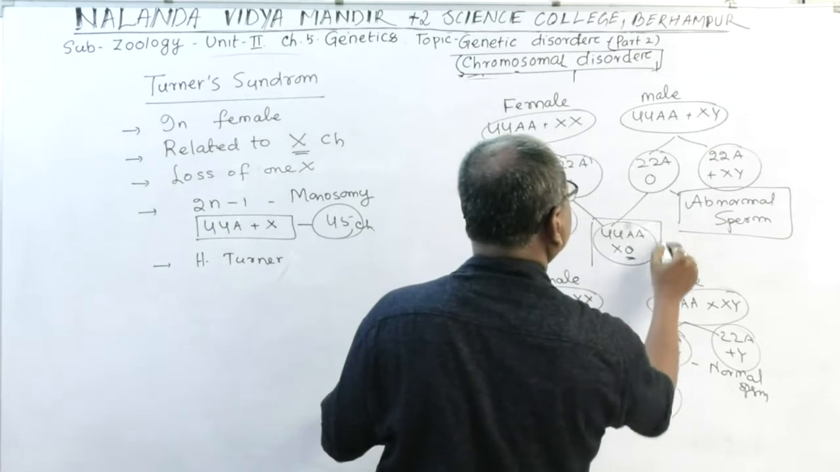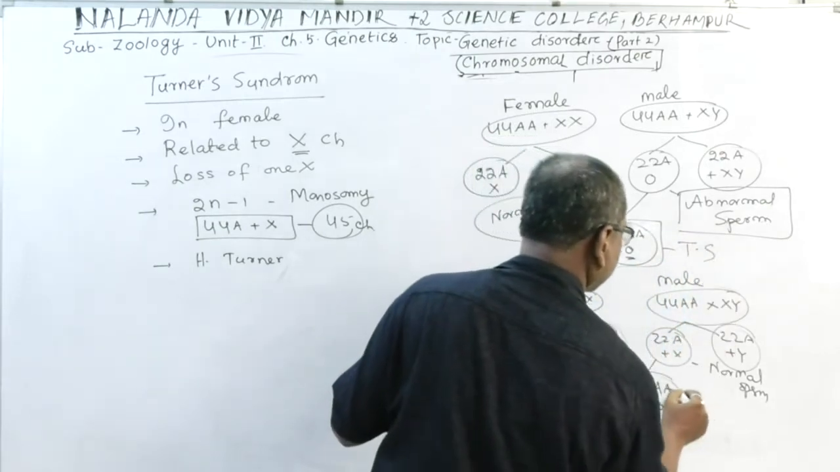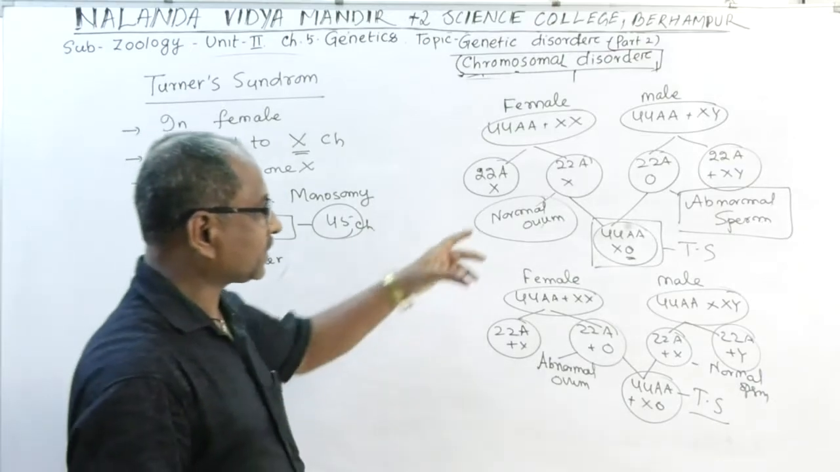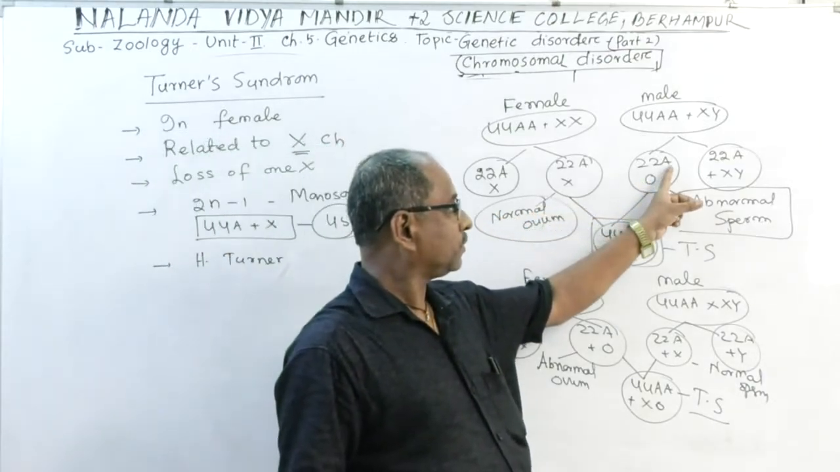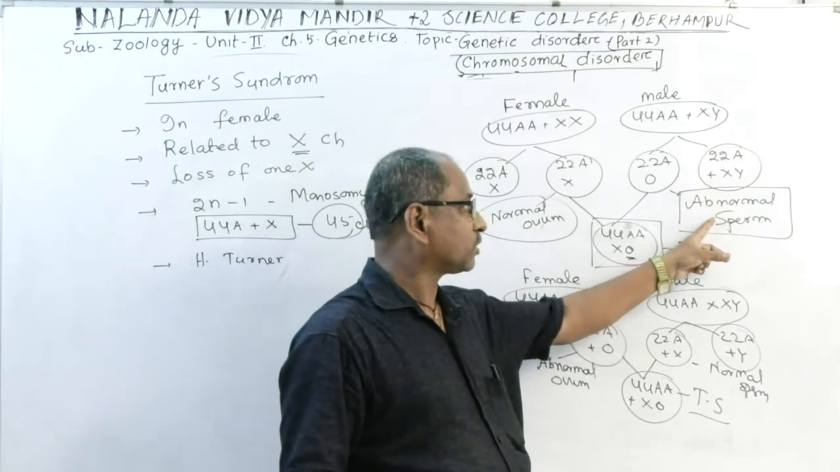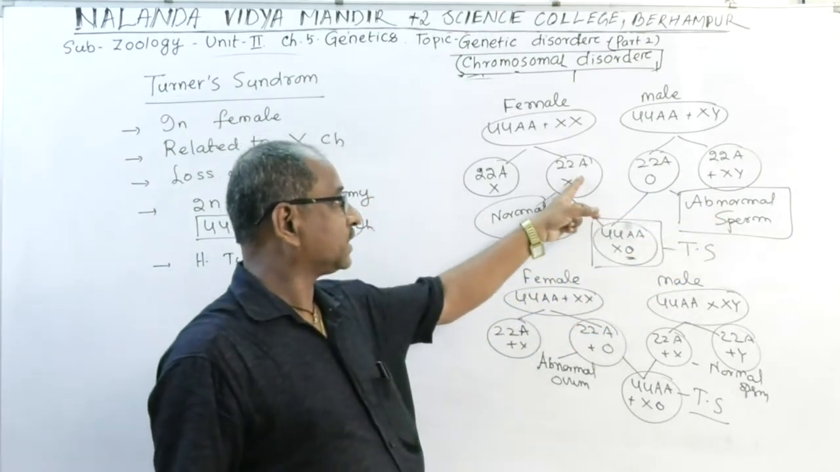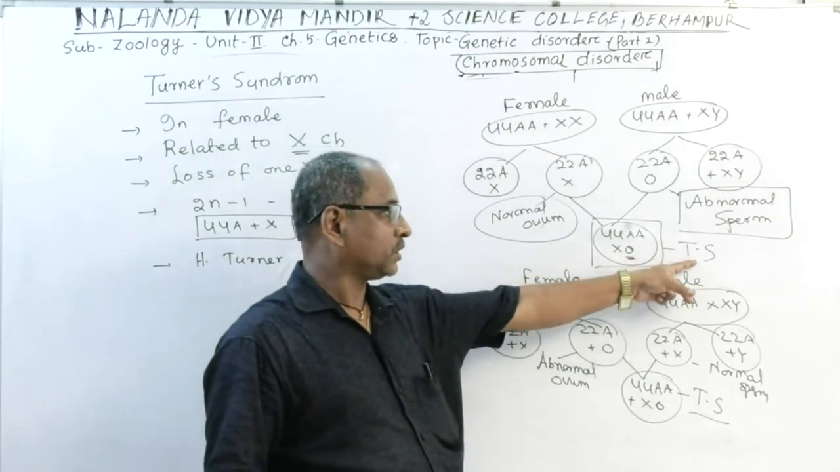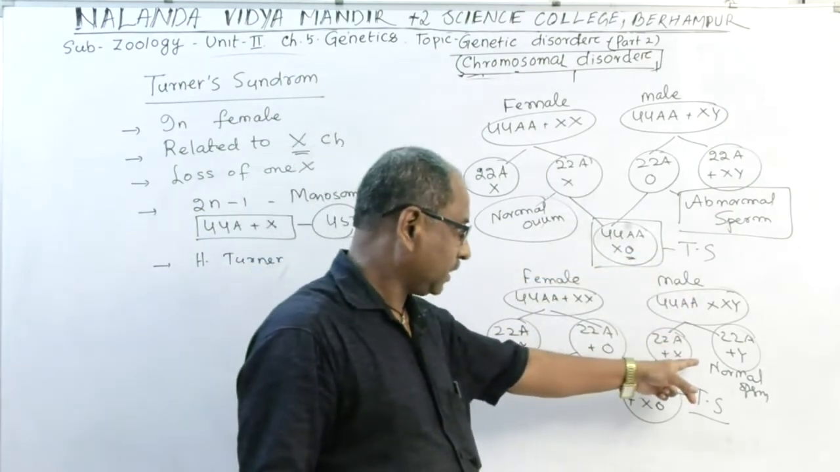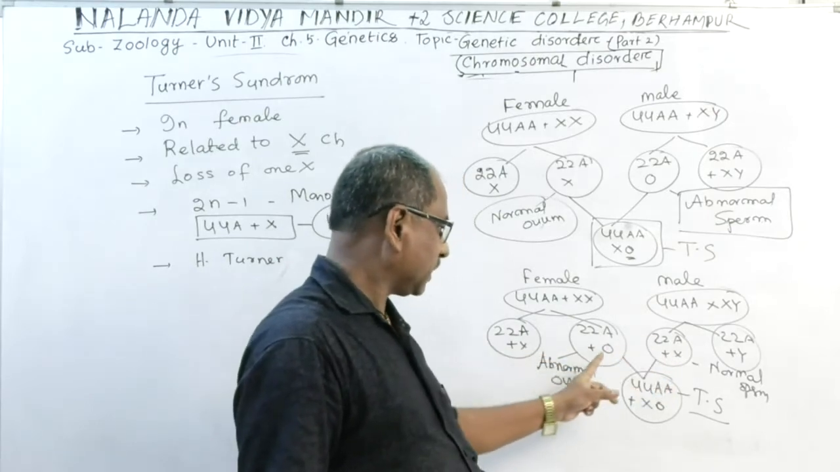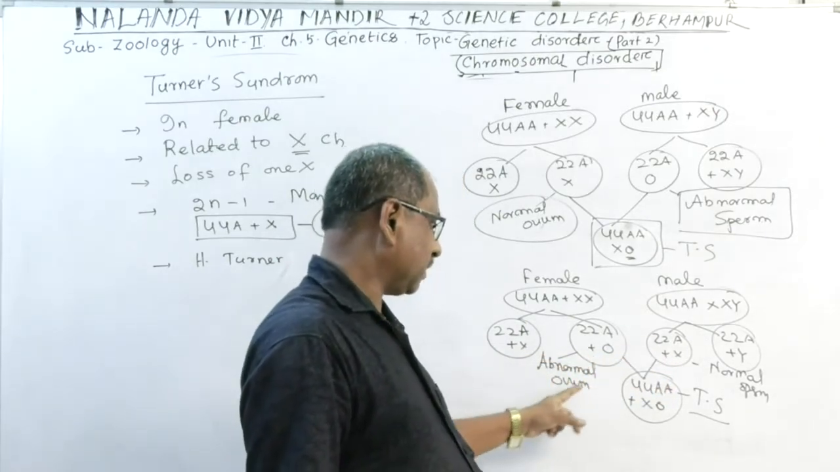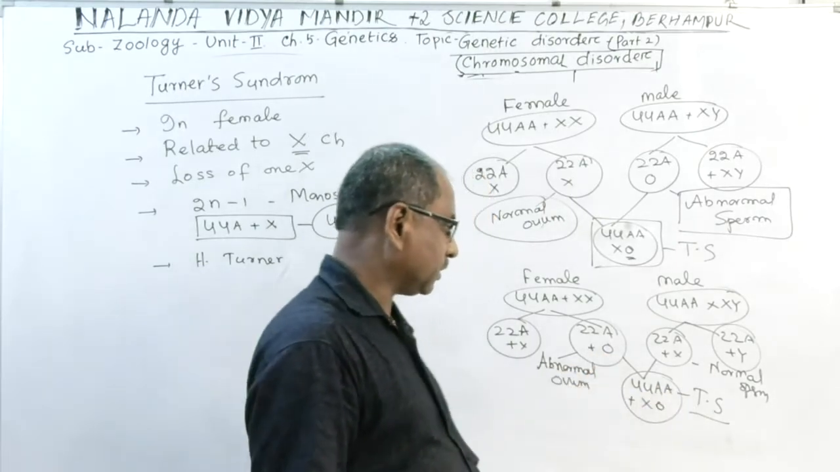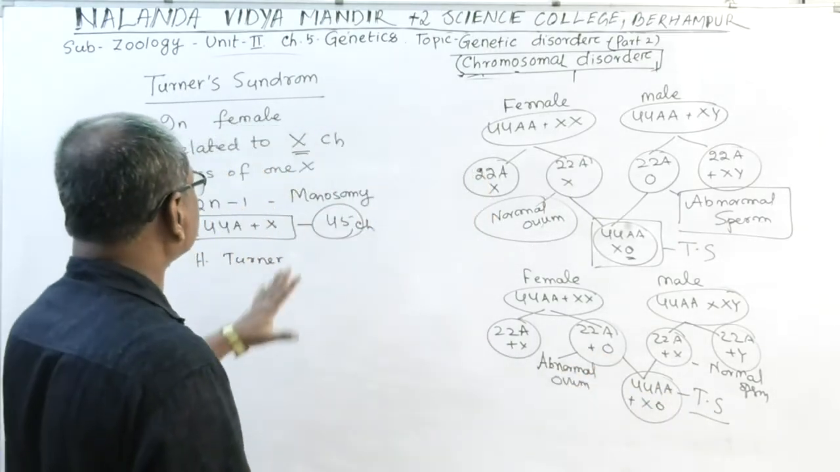So here the female has Turner syndrome. In the first case, an abnormal sperm formed due to non-disjunction of chromosomes fertilizes the normal ovum, and the female suffers from Turner syndrome. In the next case, if the normal sperm fertilizes the abnormal ovum without the X chromosome, the female becomes Turner syndrome. This is about Turner syndrome.